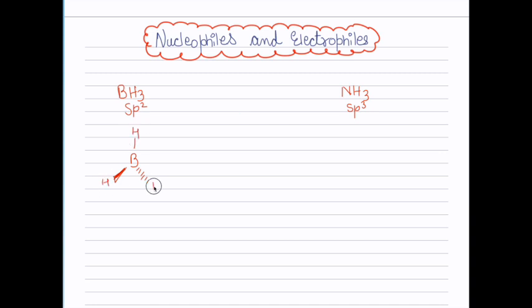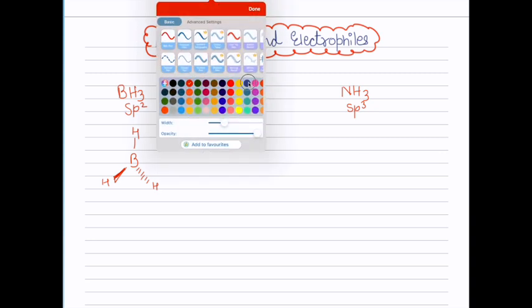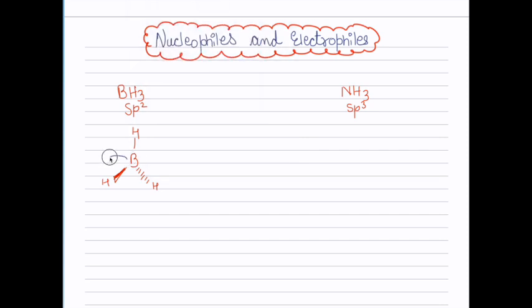but it also has one empty p orbital, like this. This is the empty p orbital. But in ammonia, it has a lone pair, which is in an sp3 orbital. This lone pair is in an sp3 orbital.